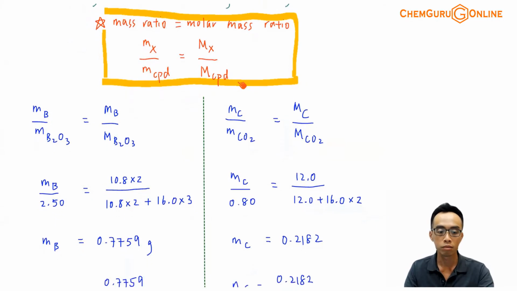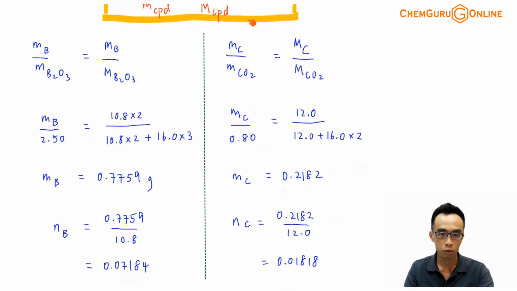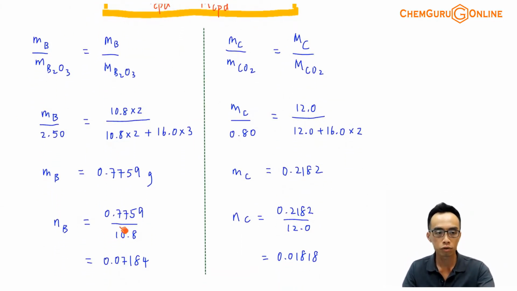The idea is the same, so I have them side by side so that we can see them together. Let us focus on the left hand side first, determining the mass of boron in this sample of B2O3. So mass ratio equals molar mass ratio. Mass of B divided by mass of B2O3 equals molar mass of B divided by molar mass of B2O3.